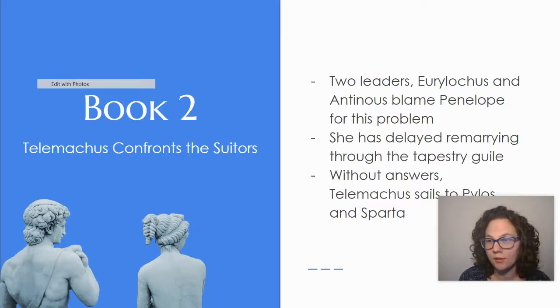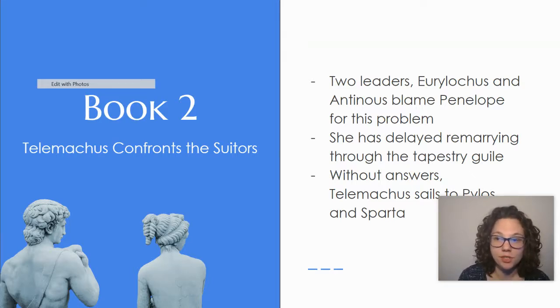So they're going through, stealing all their stuff, living in their home, eating all their food. Because they are guests, they can't really be kicked out in Greek society. So they actually blame Penelope for this. Penelope's been putting off finding a new husband because she really misses Odysseus. She's been faithful to him this whole time.